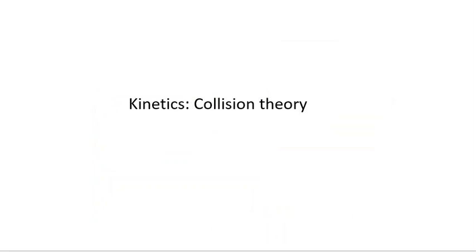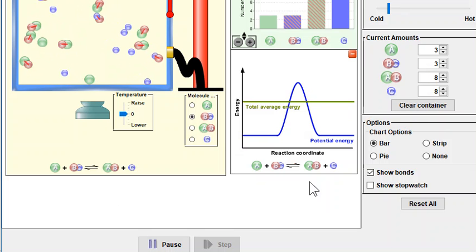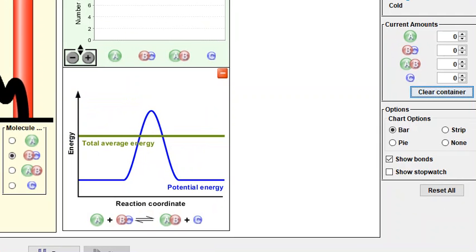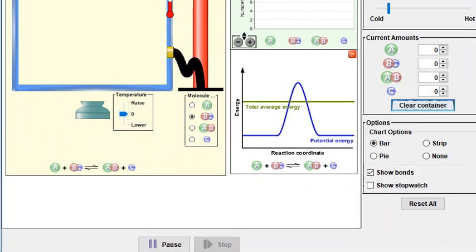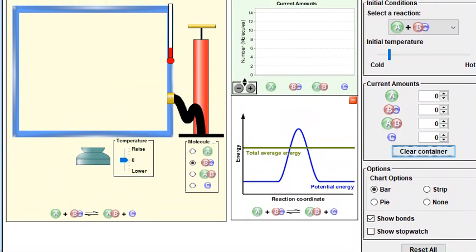So the idea of kinetics, and also of mechanisms and how reactions occur, is that molecules actually have to collide with each other. And so I'm going to switch over to a simulation here. All right, let me get that so you can actually see it. There it is. All right, this is a PhET simulation.